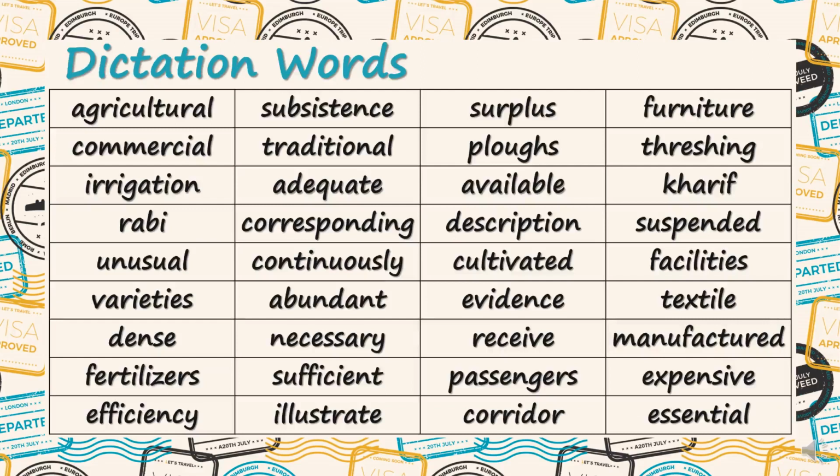Let's read the dictation words. Agricultural, subsistence, surplus, furniture, commercial, traditional, laws, threshing, irrigation, educate, available, kharif, rabi, corresponding, description, suspended, unusual, continuously, cultivated, facilities, varieties, abundant, evidence, textile, dense, necessary, receive, manufactured, fertilizers, sufficient, passengers, expensive, efficiency, illustrate, corridor, and essential.